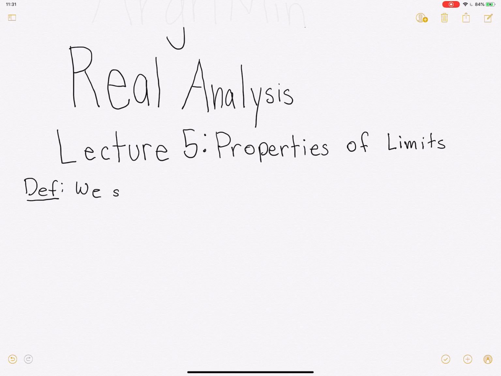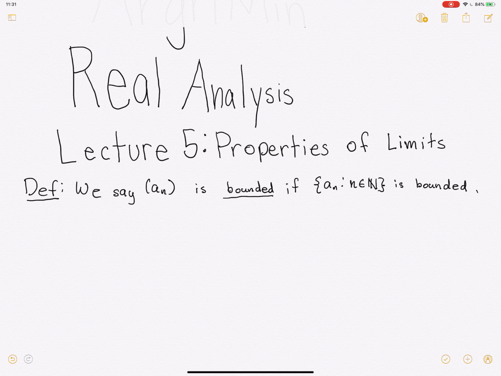We say a sequence a_n is bounded if you put all of the elements in that sequence into a set and that set itself is bounded. And that's it. Now, what this means is a_n has a lower bound and an upper bound.